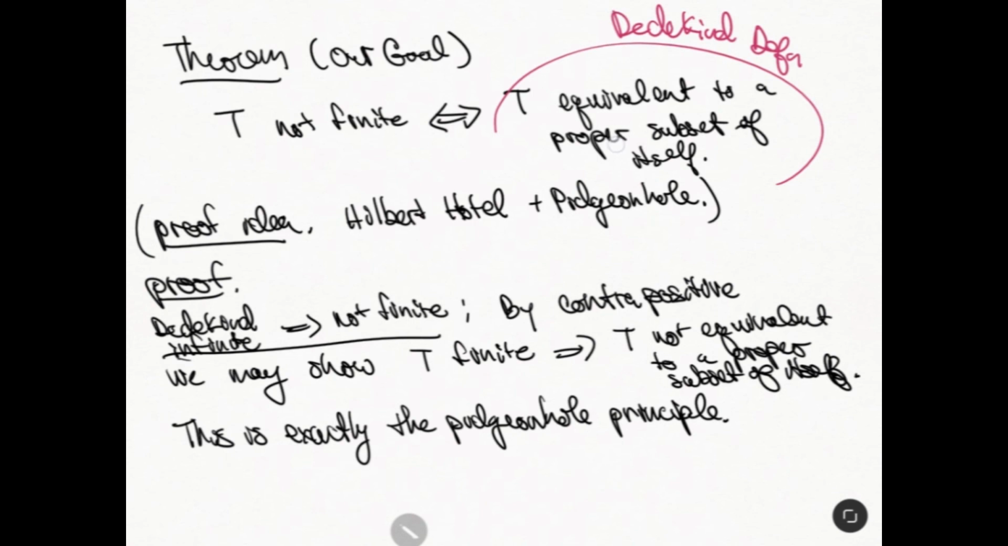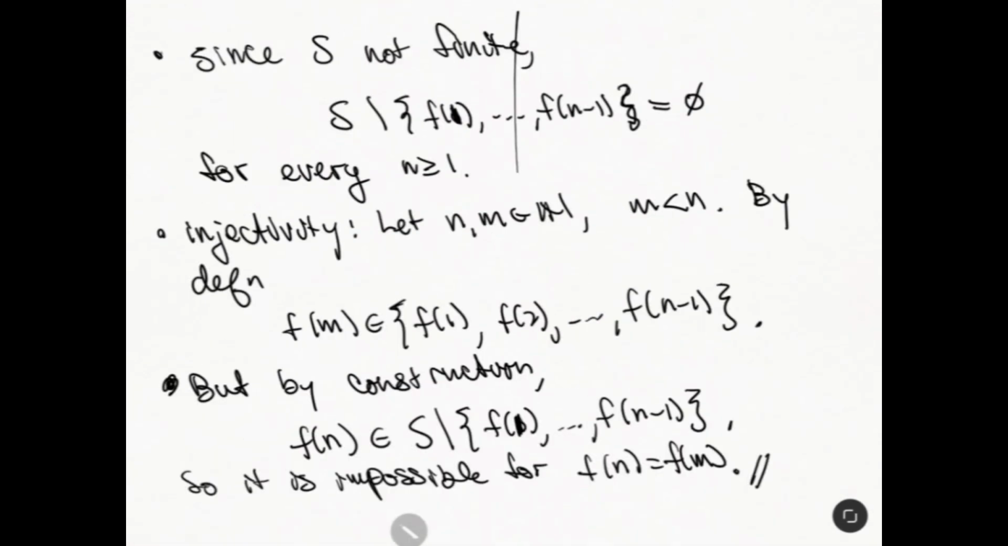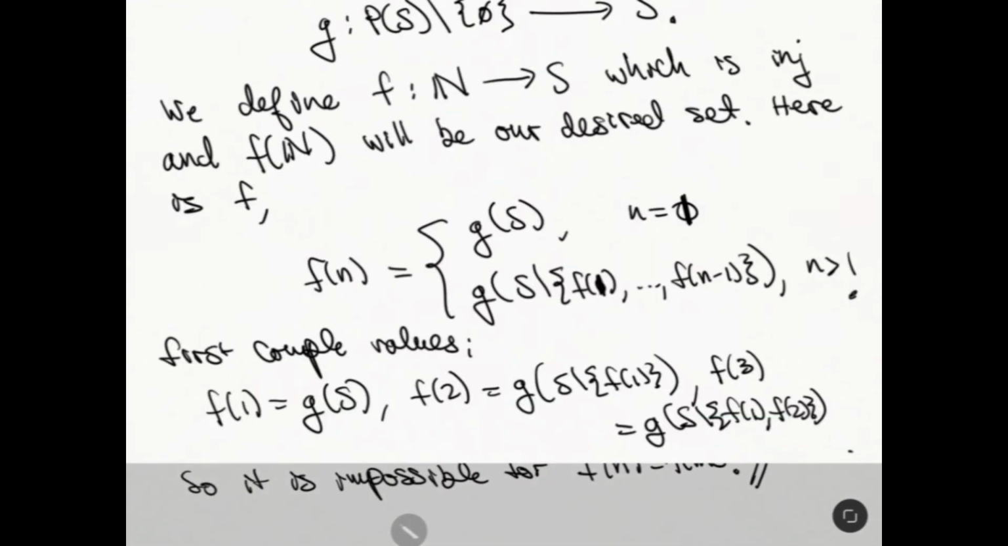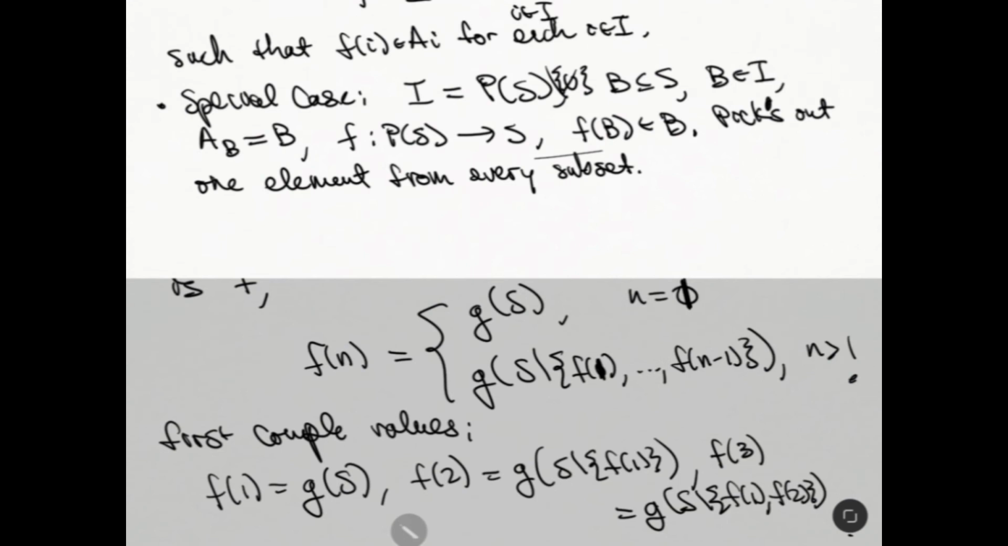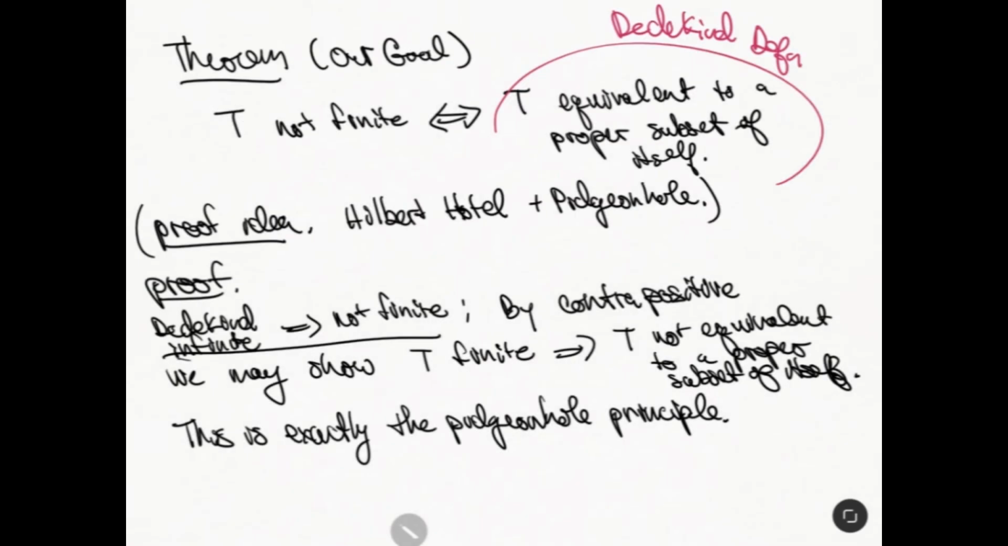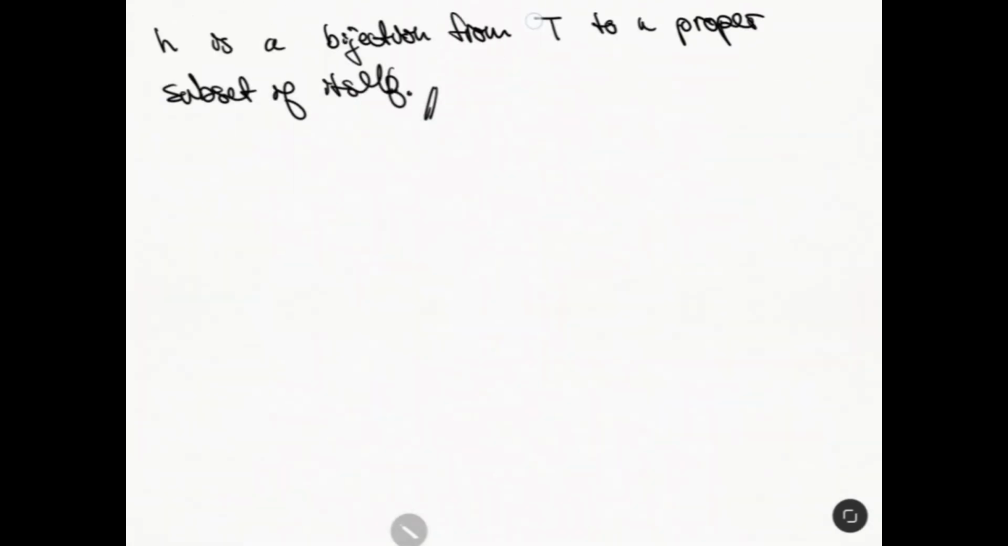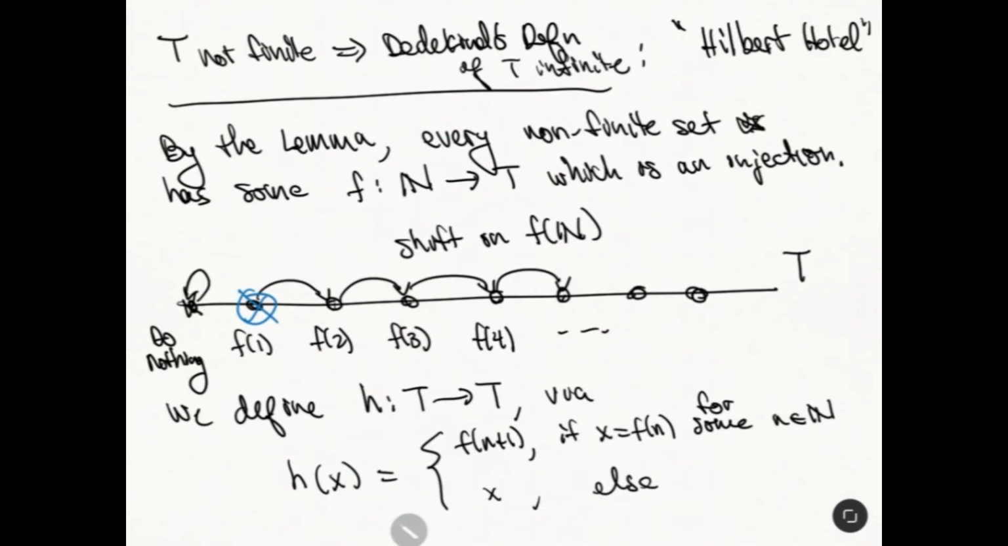Let me just recap again. What we did is that we showed that for every non-finite set, we can produce a countably infinite subset. And then using that, we did this Hilbert Hotel trick to shift this countably infinite subset over, and this produces a bijection to a proper subset.